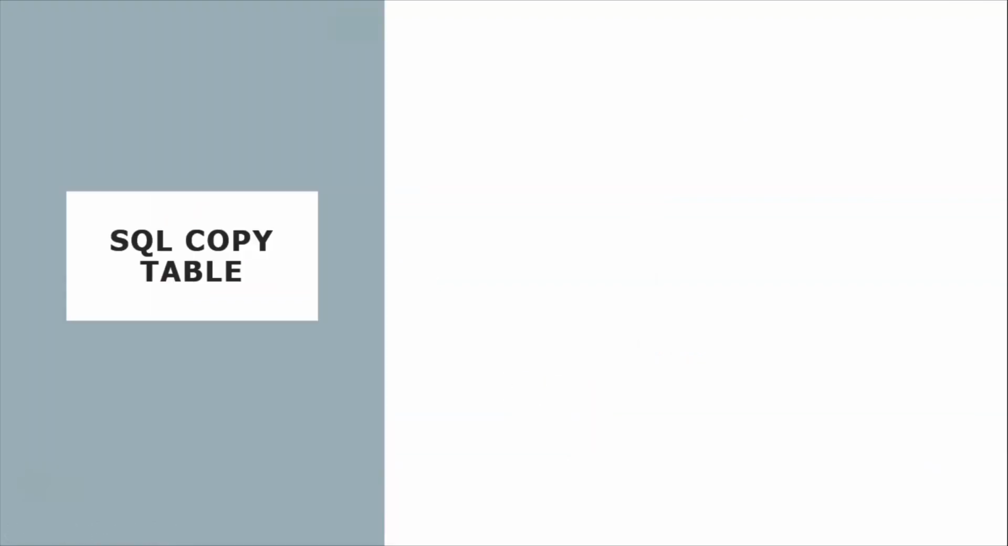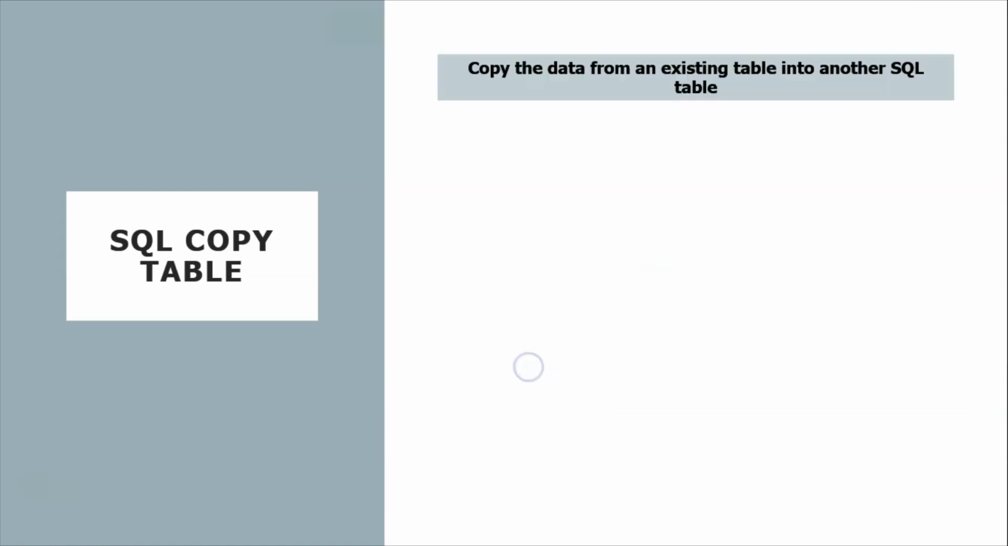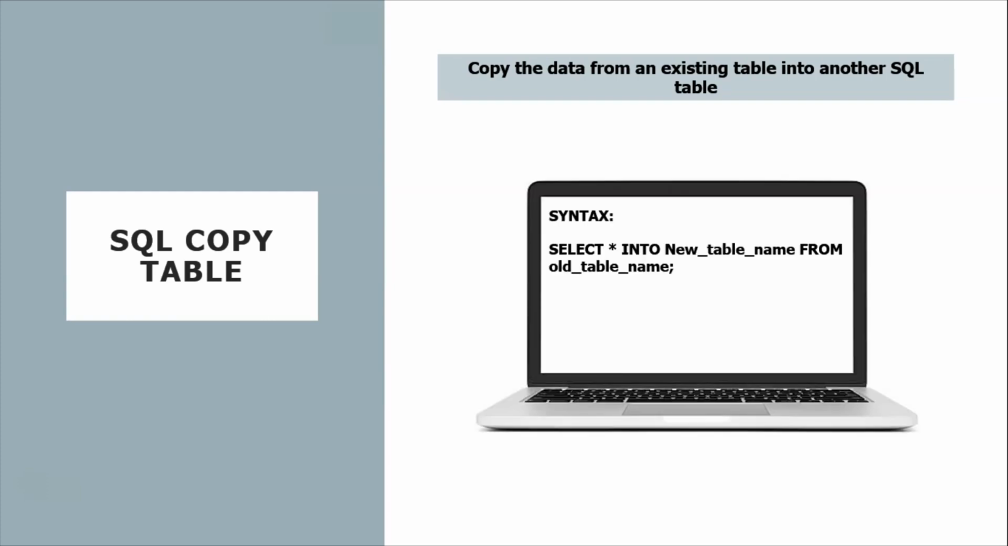Finally, let us now look at the SQL copy table statement. If you want to copy the data of one SQL table into another SQL table in the same SQL database, then it is possible by using the select into statement in SQL. The select into statement copies the content from an existing table into a new table. SQL creates the new table by using the structure of the existing table. The syntax is select star into new table name from the old table name. Let us now execute this in MySQL Workbench and see the output.